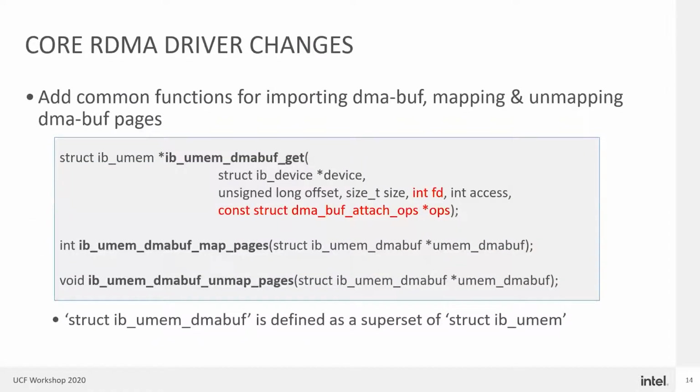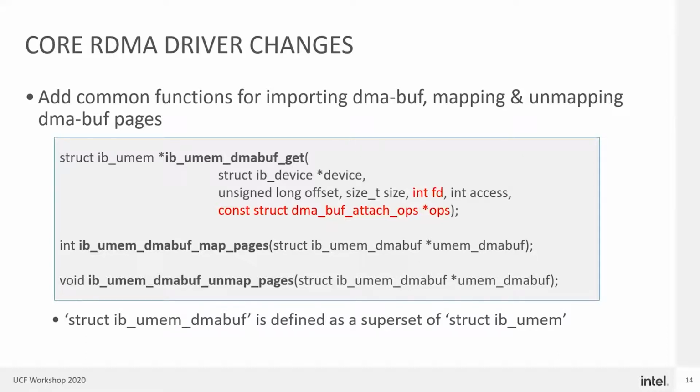So in order to support this RDMA operation with the DMA buff, we need to make some changes to the RDMA driver. We need some changes in the core driver and some changes to the device driver. For the core driver, at first we add some common functions for importing DMA buff and doing the memory mapping.